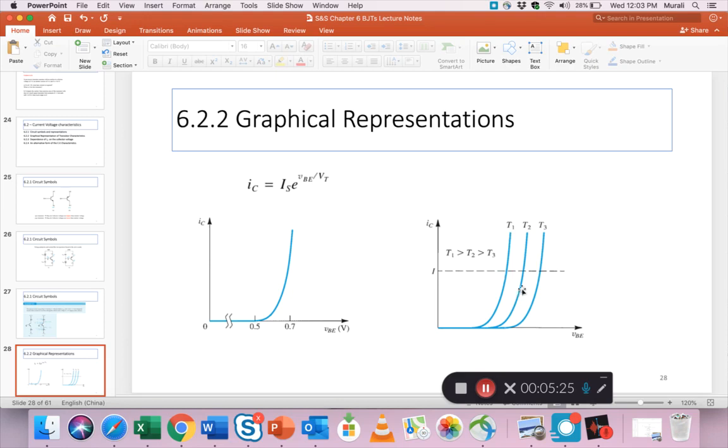Also, the dependence on temperature: because Vt depends on temperature, you'll notice that as the temperature increases, T1 greater than T2 greater than T3, you need lower VBE to get the same current.